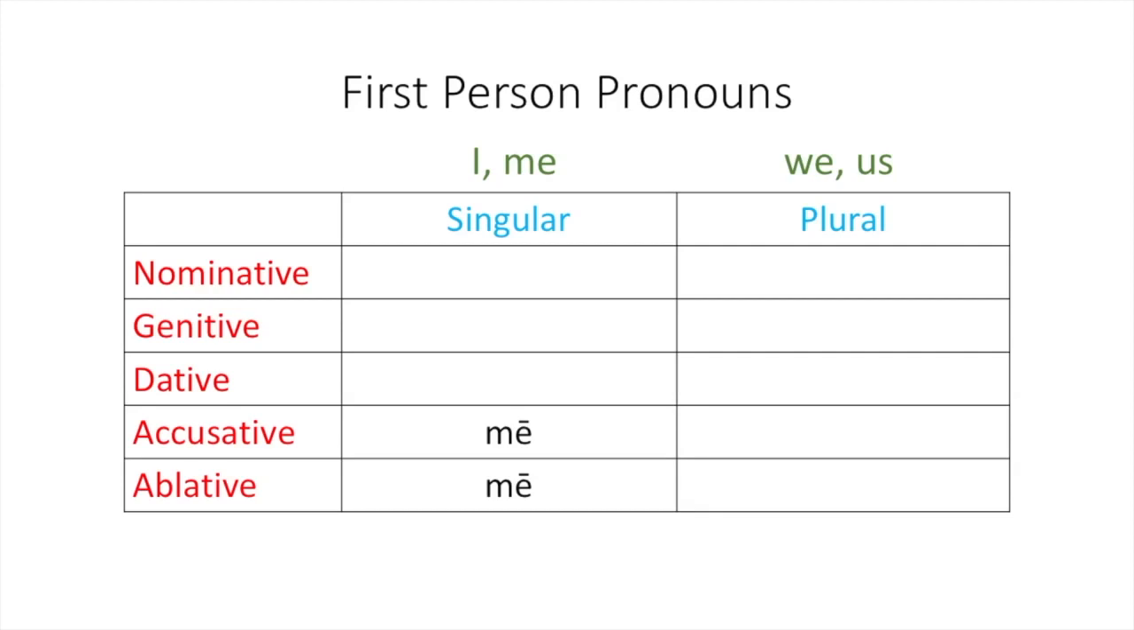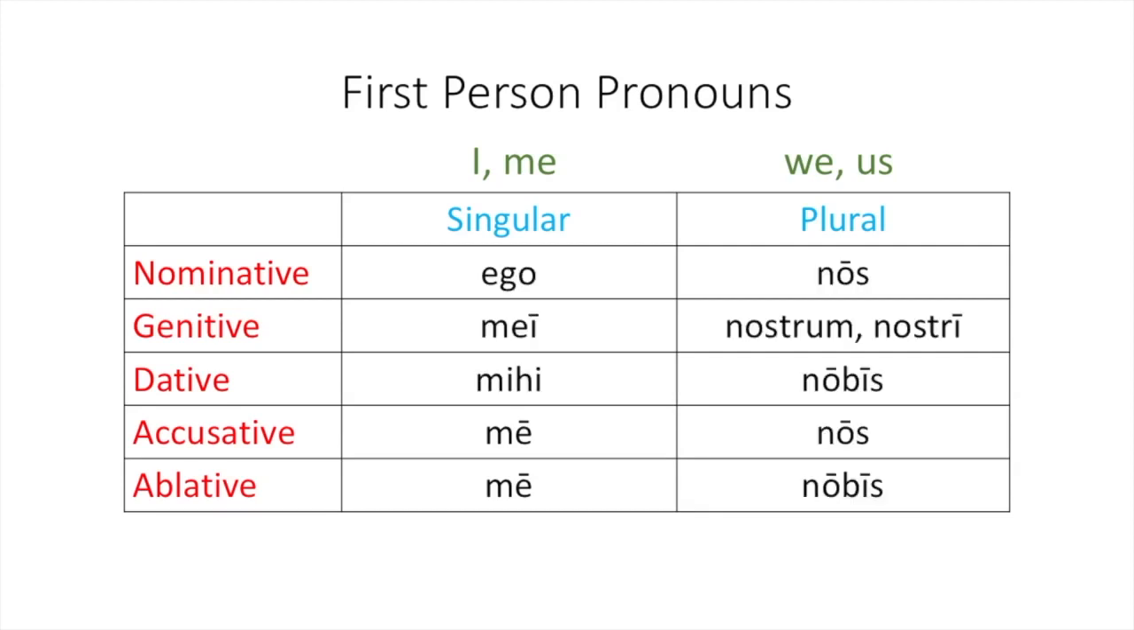For the other cases, the nominative singular is ego, genitive mei, dative mihi, accusative and ablative me. Nominative plural nos. Genitive plural has 2 possible forms, nostrum and nostri. The dative nobis, accusative nos, and ablative nobis. Once you've copied these down, you can move on to the next slide for second person.